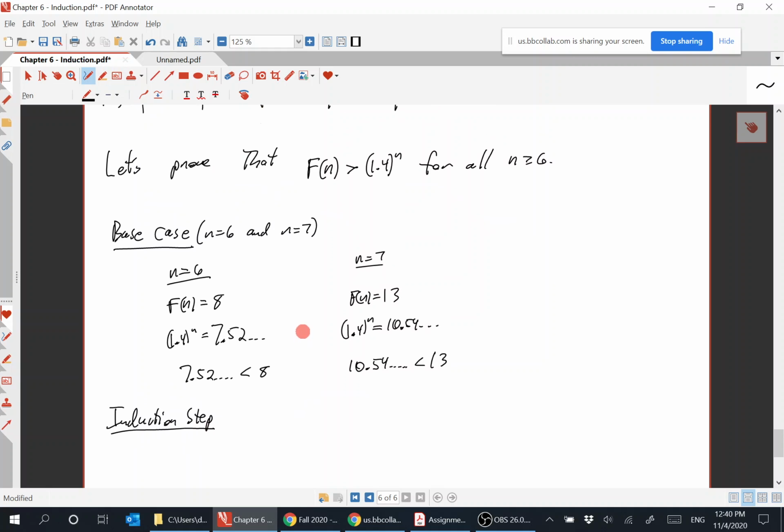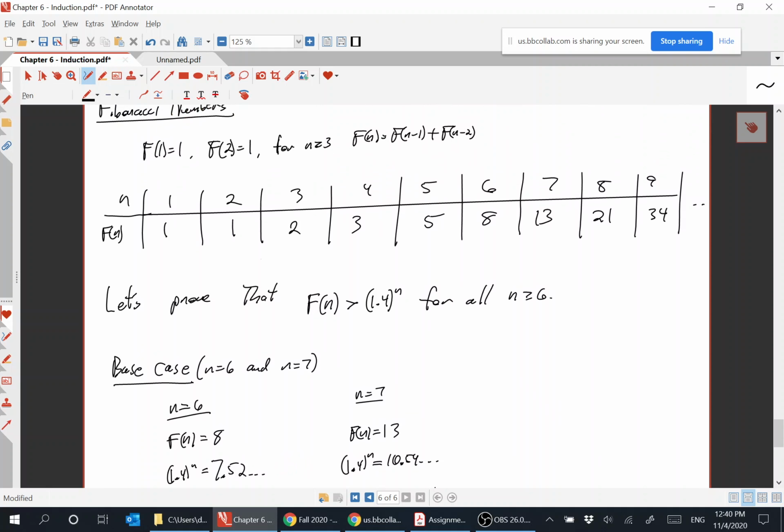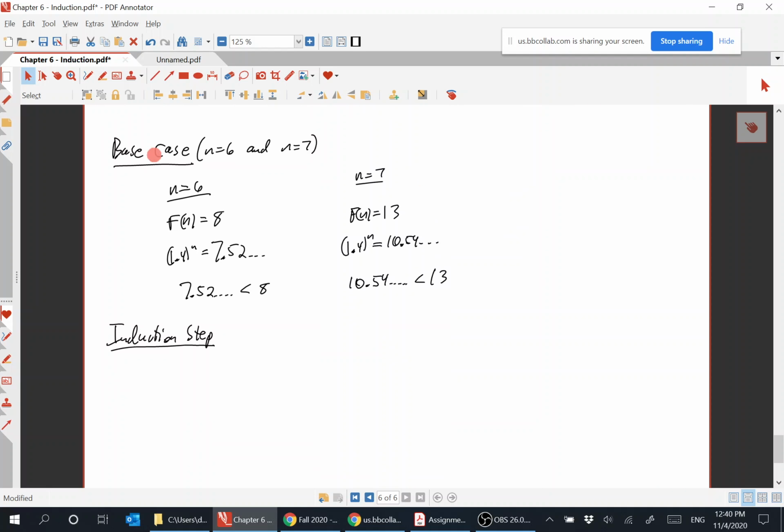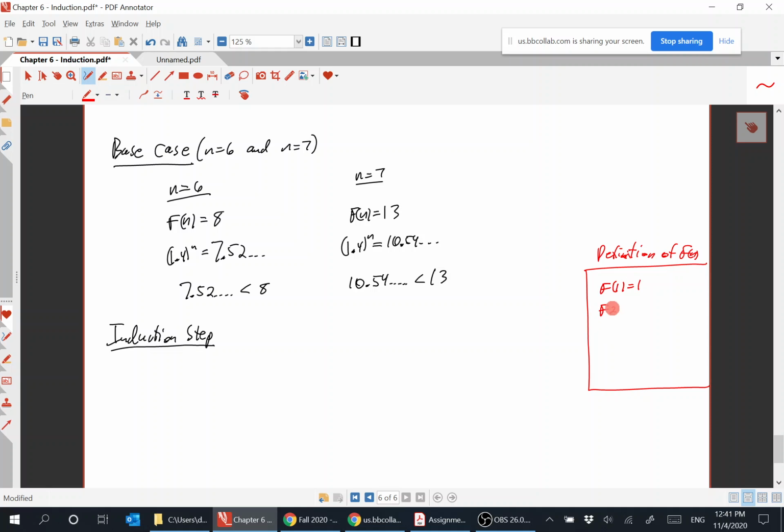Again, there's a little bit of a technicality involved with the Fibonacci numbers. Let's take the definition of the Fibonacci numbers with us so we can look at it while we're working. Definition of Fn: F of 1 is 1, F of 2 is 1, and then Fn is Fn minus 1 plus Fn minus 2 for n bigger than or equal to 3. So that's the definition of Fn.